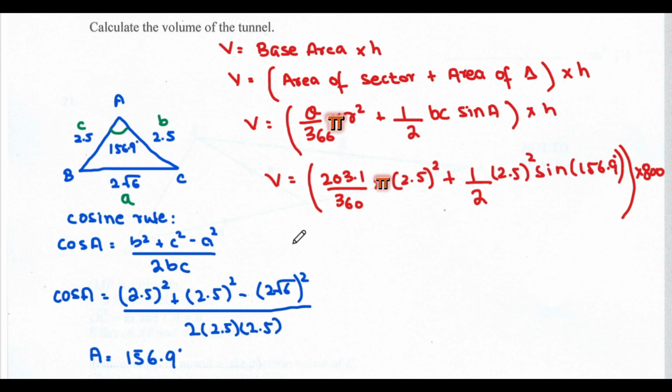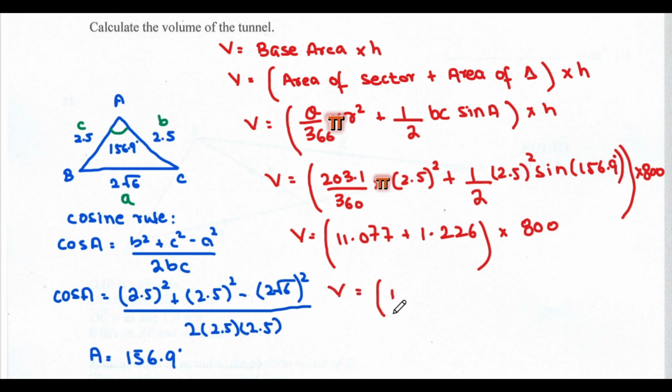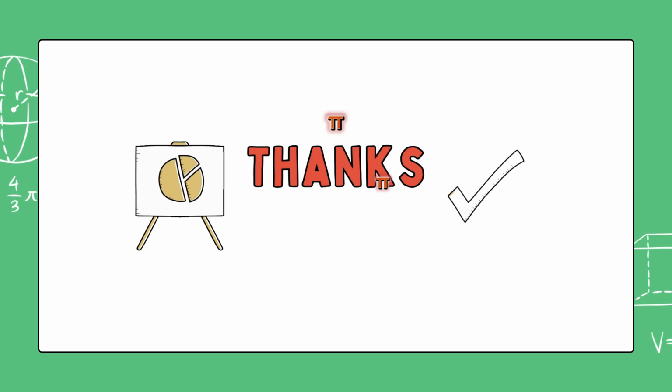Doing the further calculations, dividing these numbers and multiplying with the square of 2.5, I will get 1.077. Area of triangle would be 1.226, and I will times both by 800. Now I will add both the values and I will get 12.303 times 800. So the volume of the tunnel is 9842.4 meter cube.